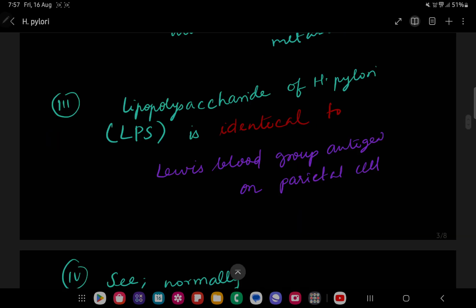Now the third point is that the lipopolysaccharide of H. pylori is identical to the Lewis blood group antigen on the parietal cell, right? So you can understand what this will lead to. Understood?